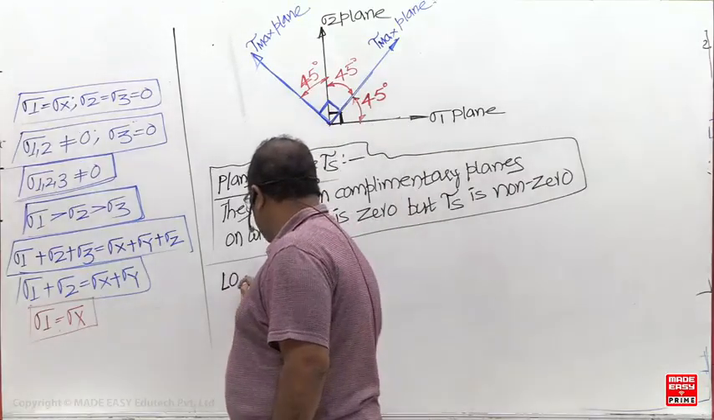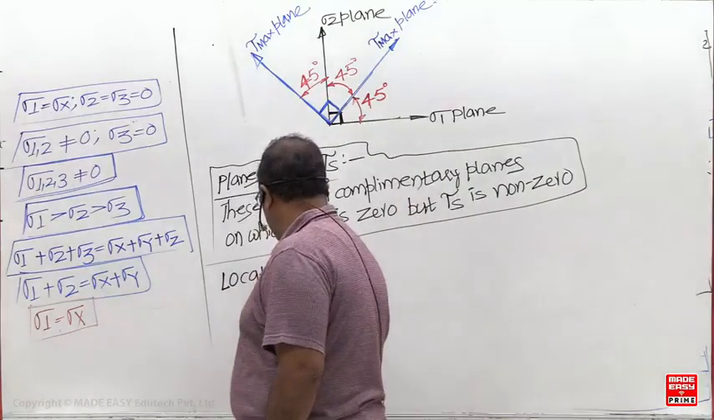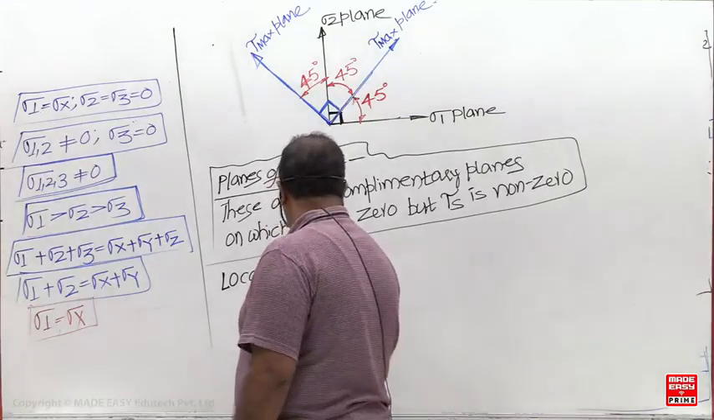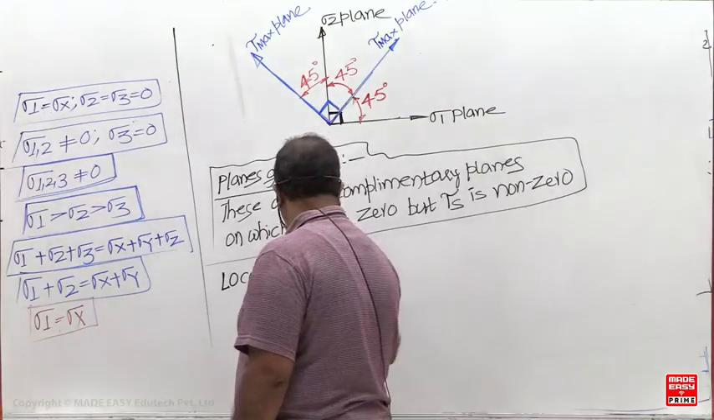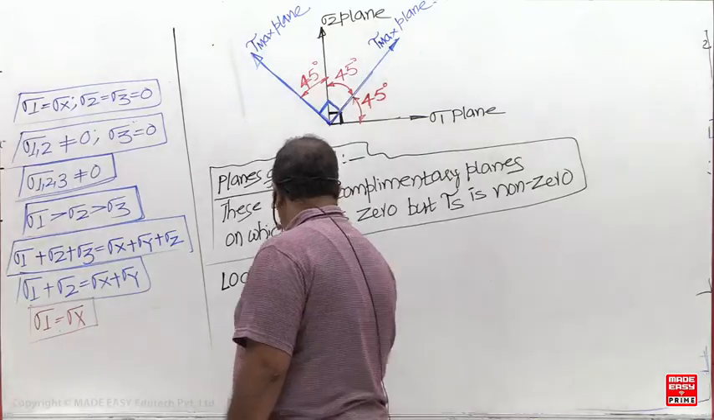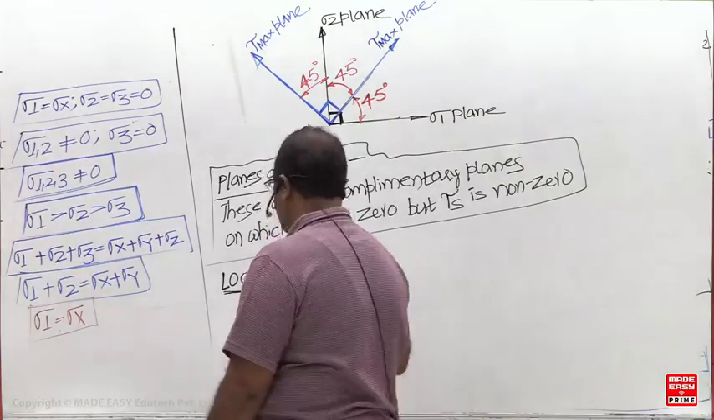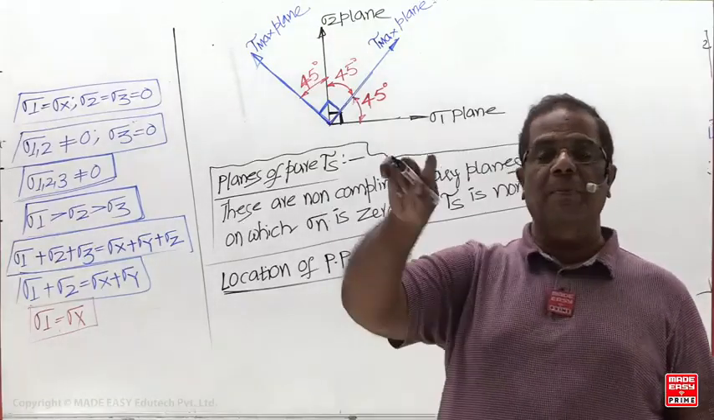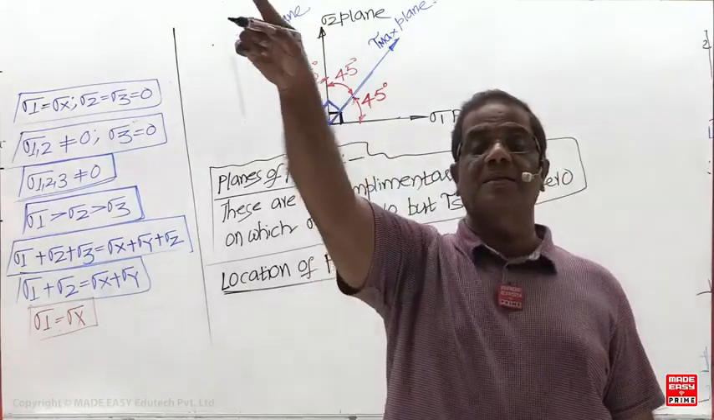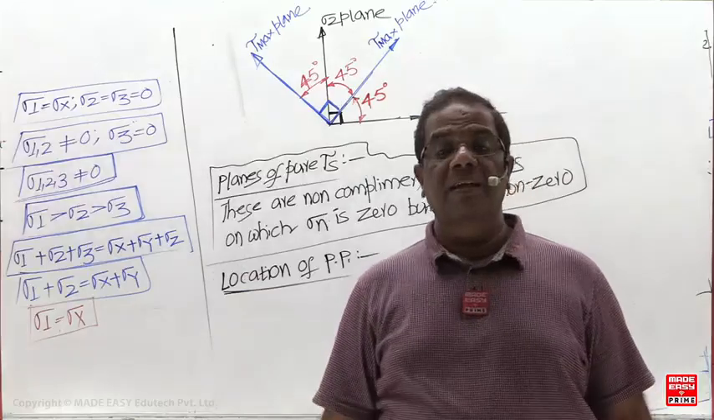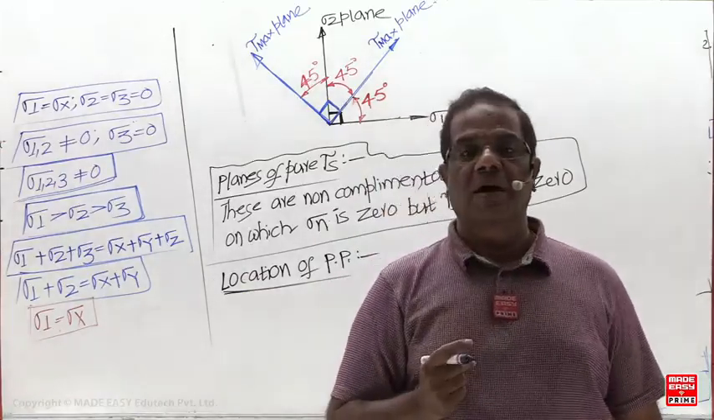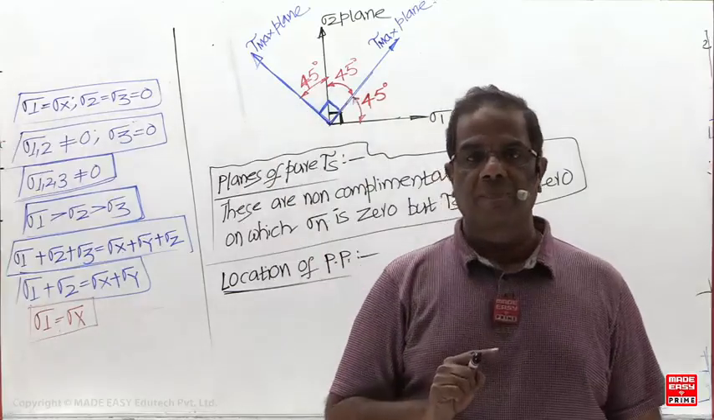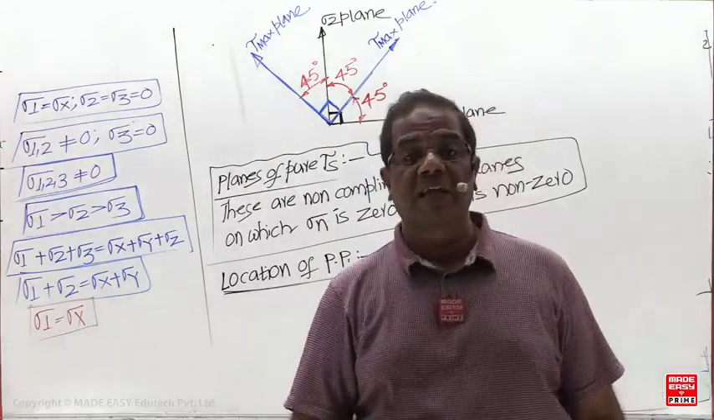Now write down the location of the planes. How to locate the planes? How many ways can the principal plane be located? On the principal plane, shear stress is 0 but normal stress is maximum or minimum. So this plane can be located by two methods. One method is differentiating the sigma n equation with respect to theta and equating to 0. The other is equating the tau equation to 0.